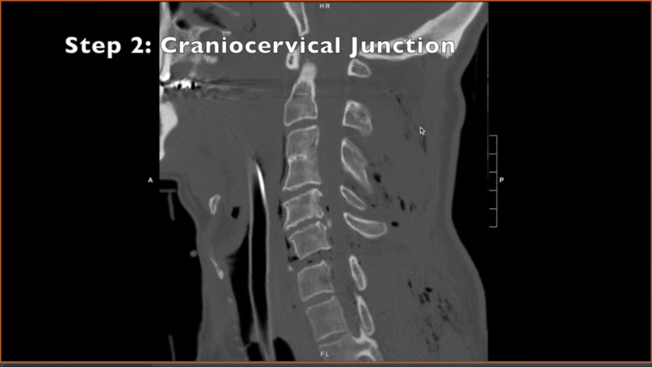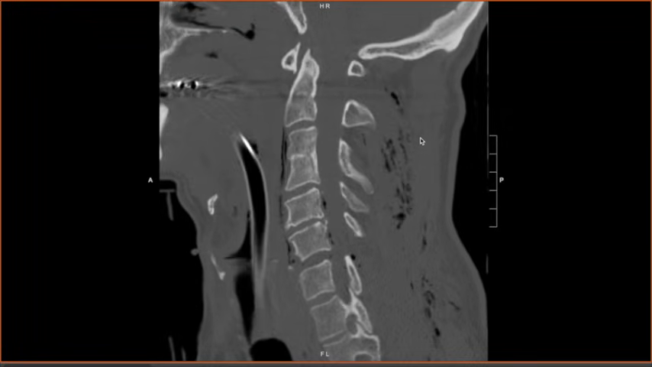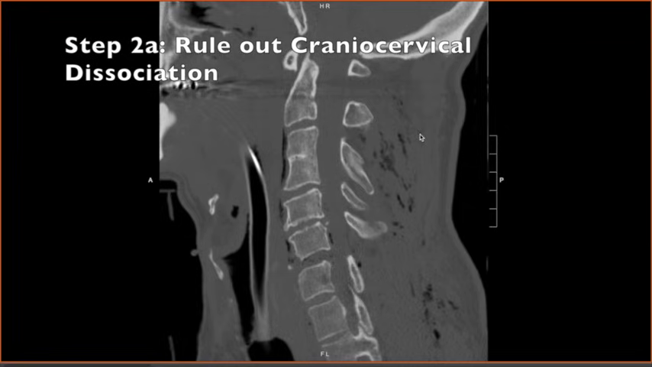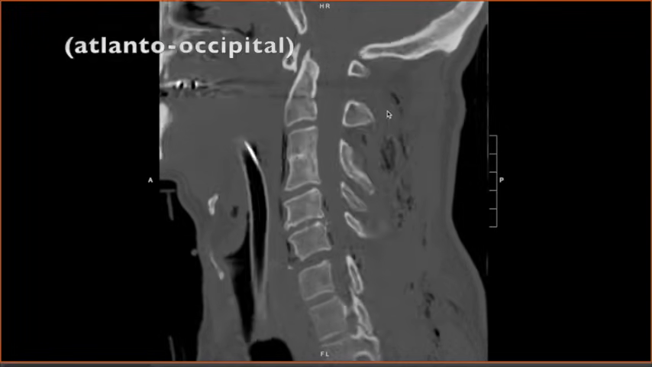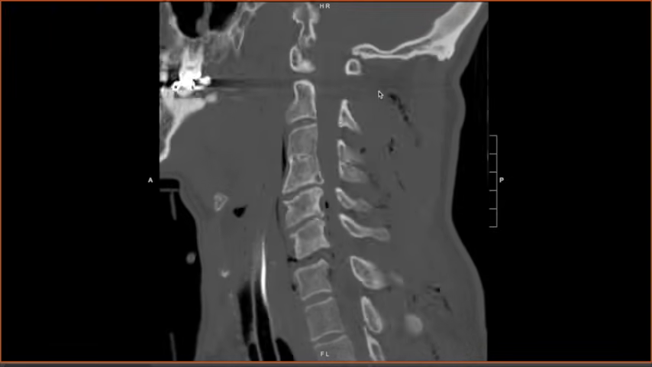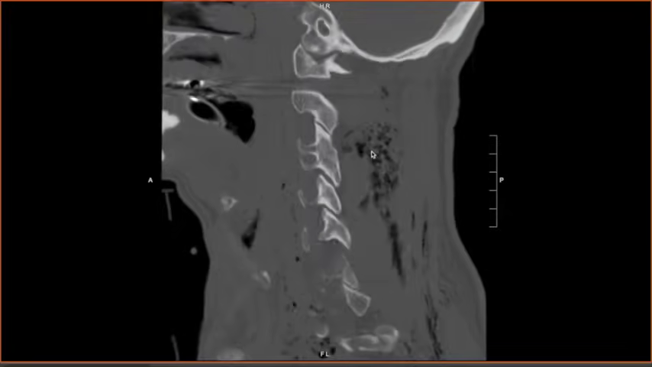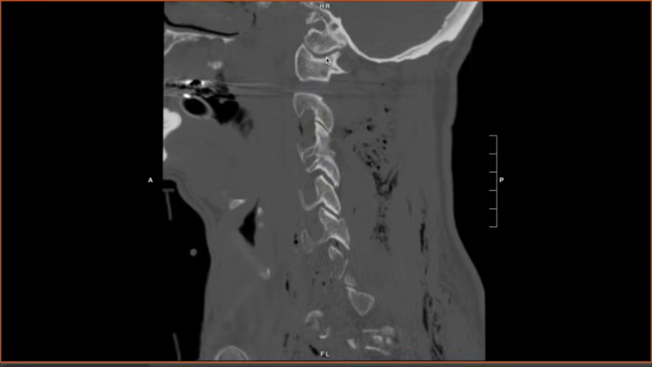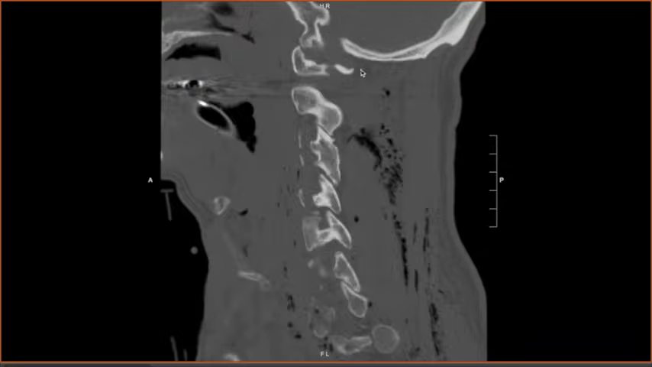Okay? First, we want to rule out craniocervical dissociation. So after the general overview, we want to specifically look closely at the craniocervical junction. First, we look at the atlanto-occipital articulations, and they are generally congruent here, but it might be a little bit widened at the posterior aspect.